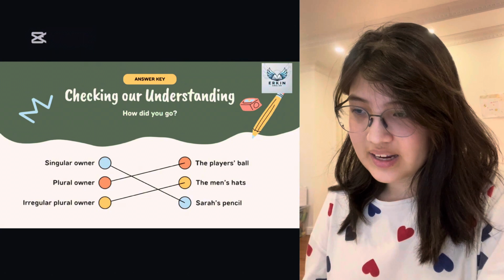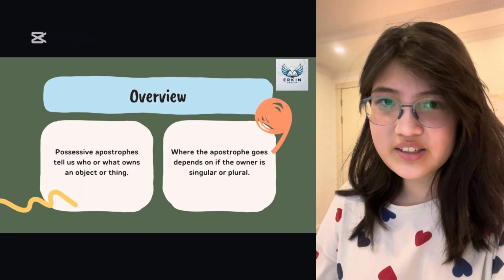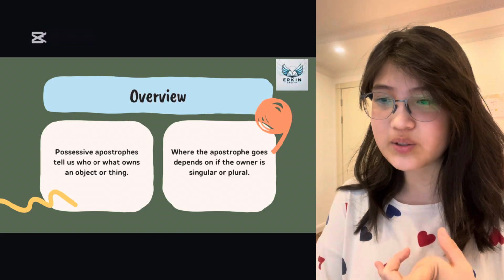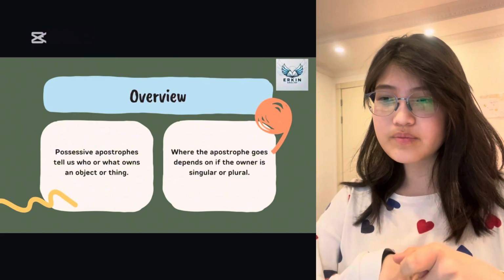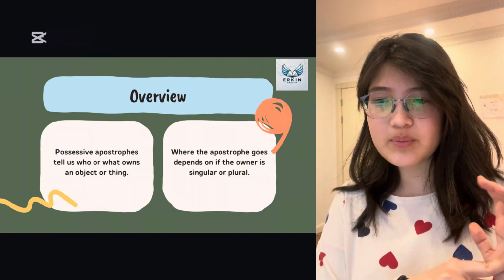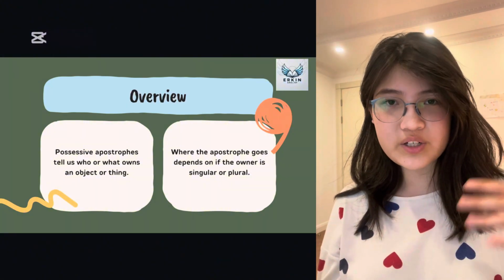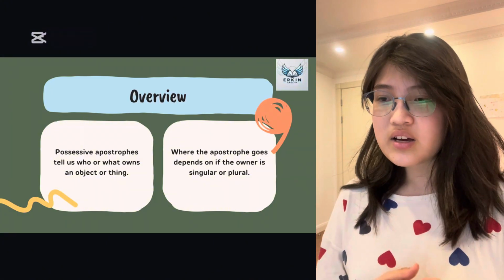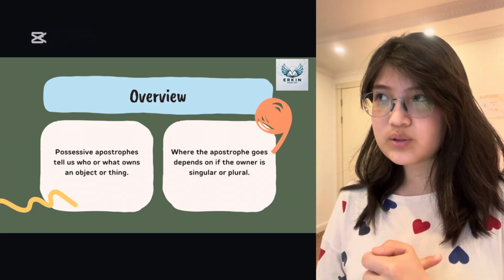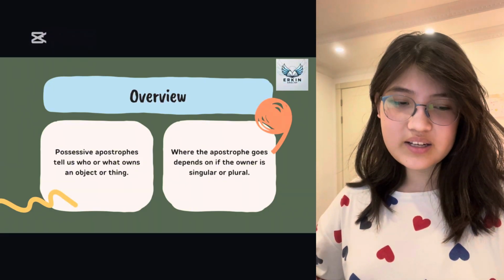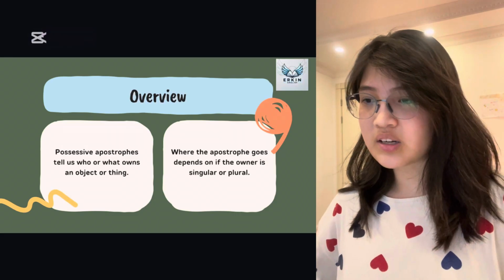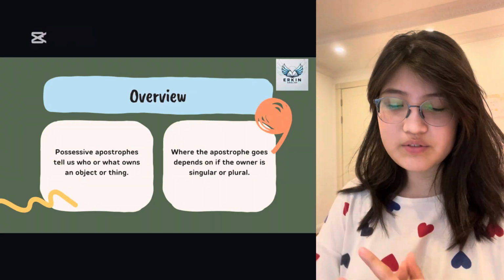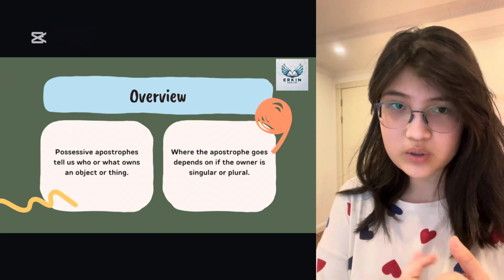So the men's hat. Let's do a brief overview of our lesson and what we have learned. We have learned that possessive apostrophes tell us who or what owns an object or thing. So using the apostrophe with or without the S according to the rule and according to the person who owns the object or thing, we know how to properly say that someone owns or possesses something with this lesson. And then we know where the apostrophe goes depending on if the owner is singular or plural.